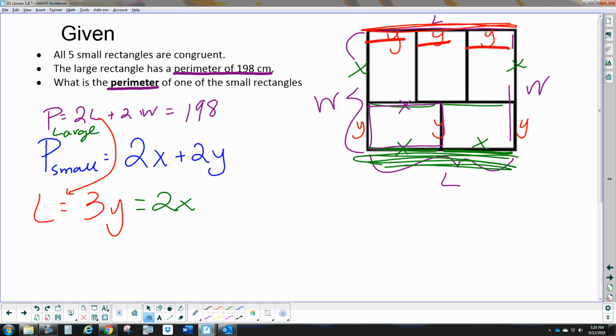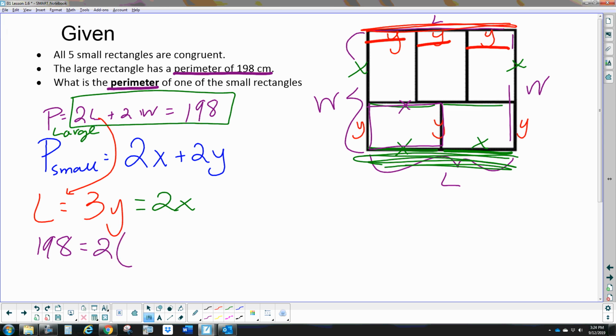Now I need a second equation because I have 2 variables. The only other piece of information that I have would be that perimeter formula. But I'm not going to use L and W because L and W are not in the perimeter of my small rectangle. So I'm going to try to get that into x's and y's. So I know my perimeter is 198. So I'm going to say 198 equals 2 times L.